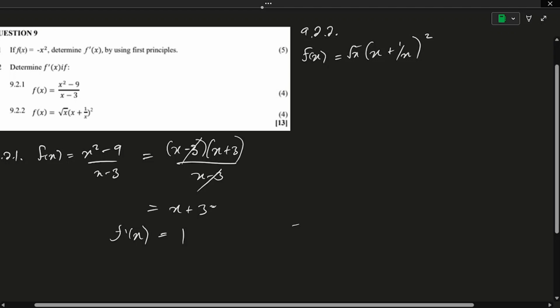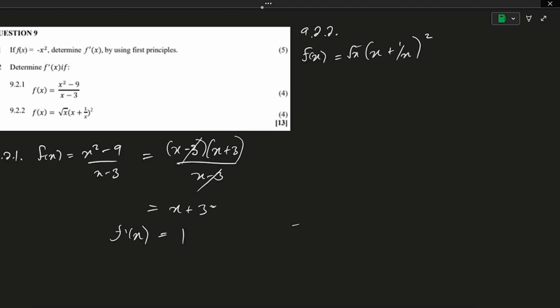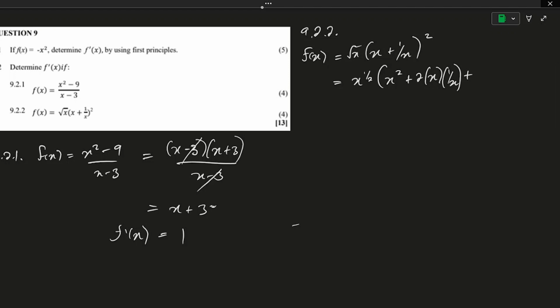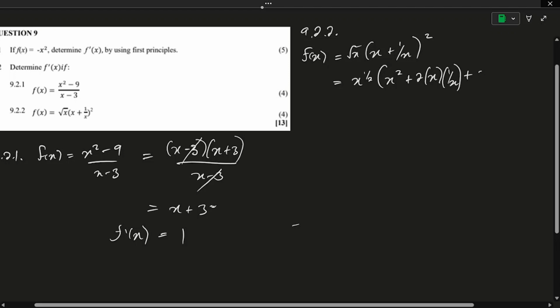In this case, we have root of x and we have everything being powered like that. So to simplify this, you can rewrite root of x as x to the power of 1 over 2. And you can expand this so that you have x squared plus 2x times 1 over x plus, look at what's happening. This is 1 over x, which is the same as x to the power of negative 1. So x to the power of negative 1 squared is the same as x to the power of negative 2. The x and x will go, and here we'll be left with 2.